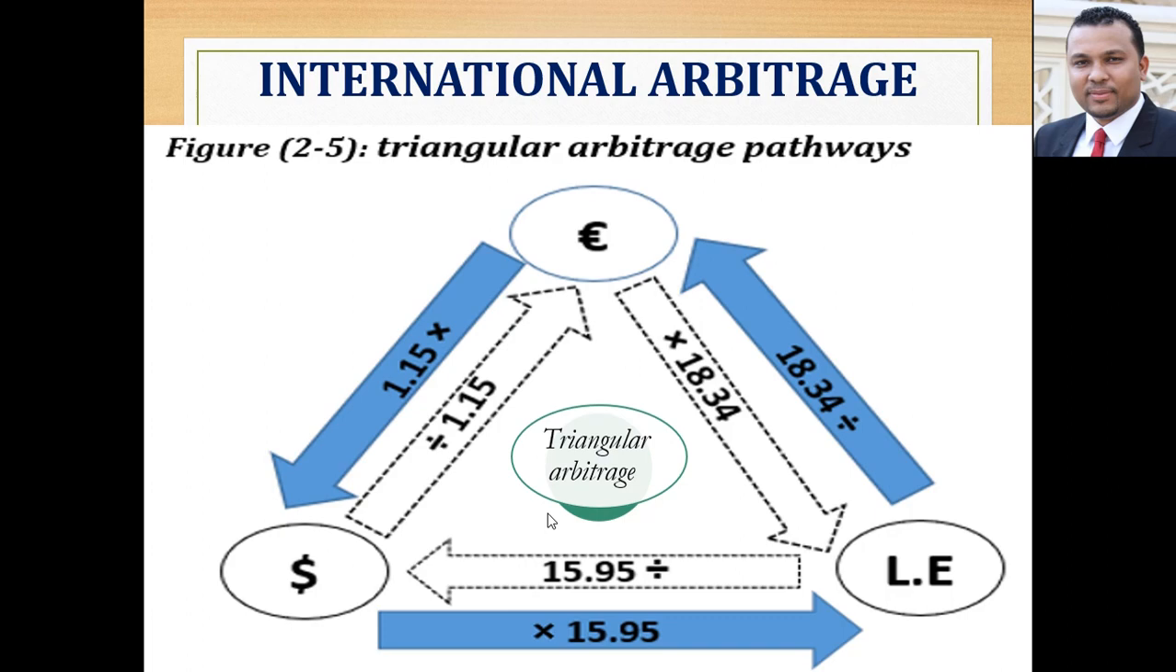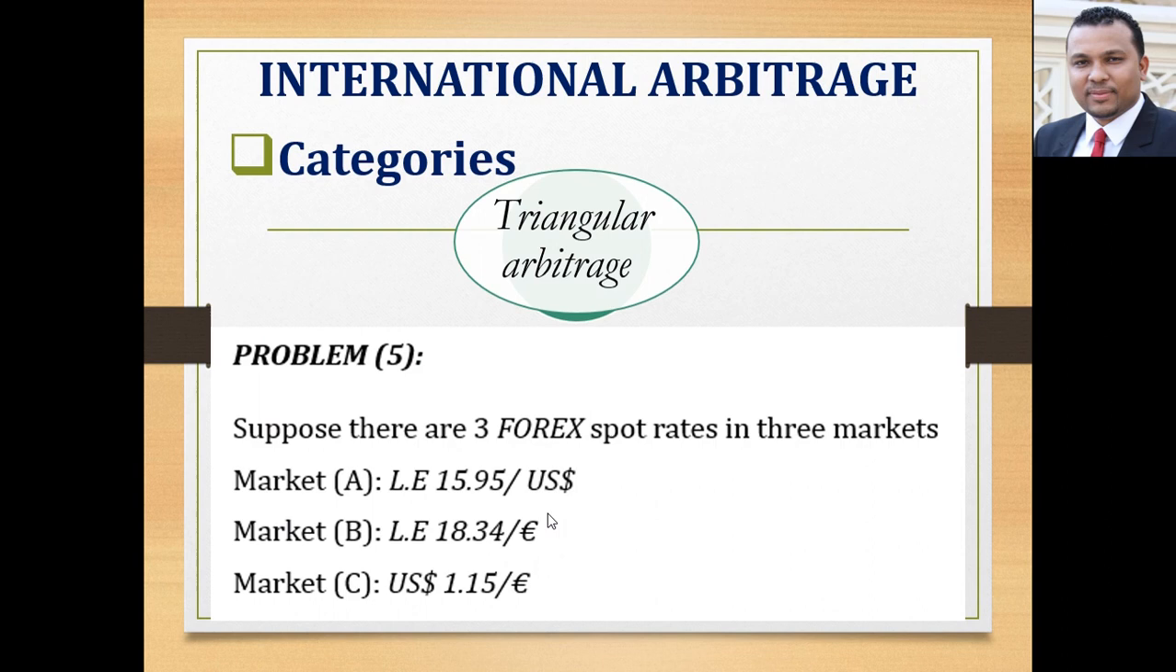suppose there are three forex spot rates in three markets. Market A, 15.95 Egyptian pounds per US dollar. In market B, 18.34 Egyptian pounds per euro. In market C, 1.15 US dollars per euro. Now, required number one, test the arbitrage condition to design the triangular arbitrage pathways with the forex rates. Number three, test the triangular arbitrage pathway if you have 10 million euros. First, cross forex rate.